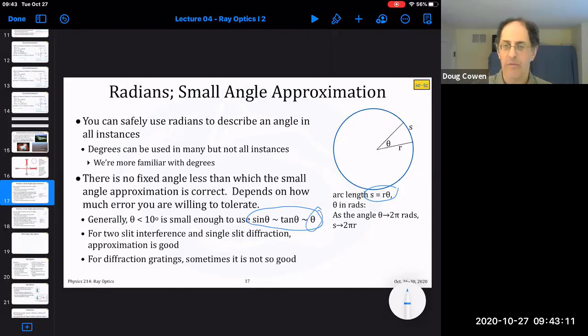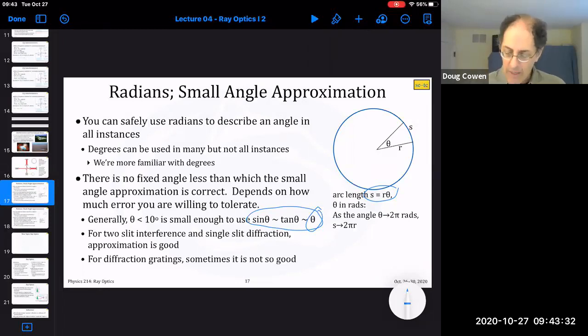And for the two-slit interference and the single-slit diffraction that we've been working on in this class, the small angle approximation is a good one. But for diffraction gratings, where the angles can easily be 20 or 30 or 40 degrees for where the fringes are located, the small angle approximation will not work so well.